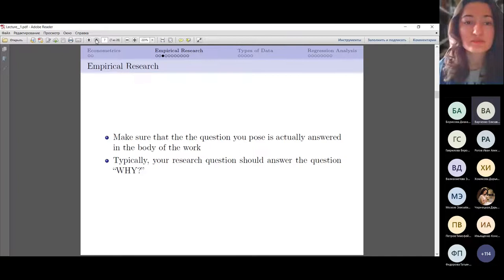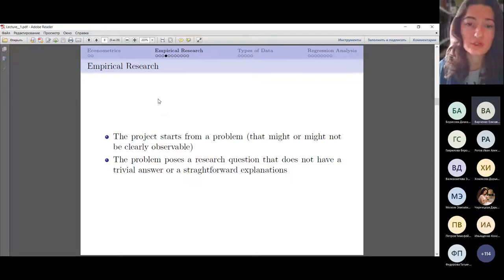Also, the project starts from a problem, because if you don't see any problems, why should we do this kind of research? Yes? And this problem might or might not be clearly observable. It may seem obvious, but it is worth emphasizing that the first step in any research is the formulation of the question of interest. The problem poses a research question that doesn't have a trivial answer or straightforward explanation.